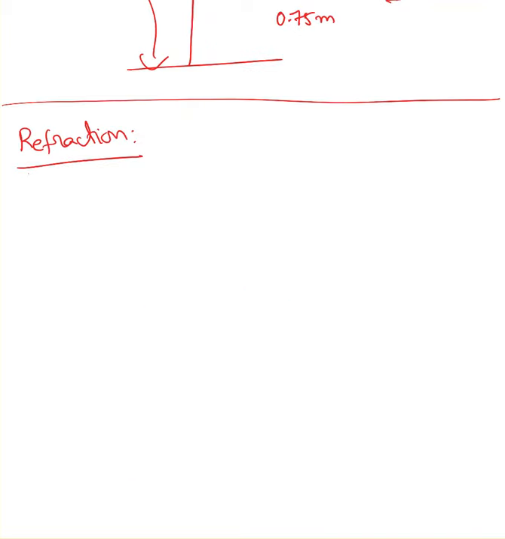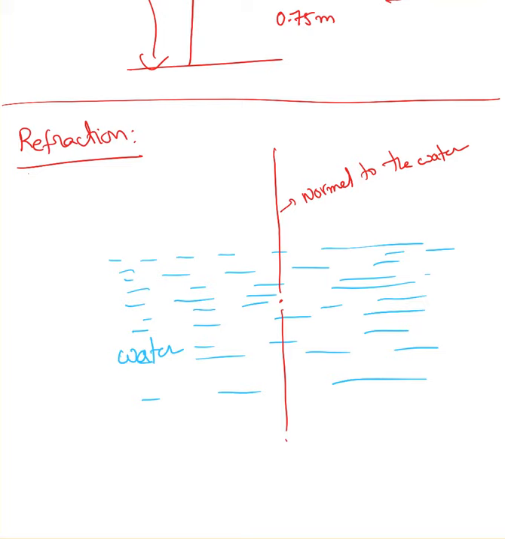Now the next topic is refraction. So not every material is going to reflect the light ray. Some materials allow the light rays through. Say for example water. If a light ray falls onto the water, what it will do, instead of reflect, it will refract, it will pass through the water. Okay, so light ray is going to pass through the water.